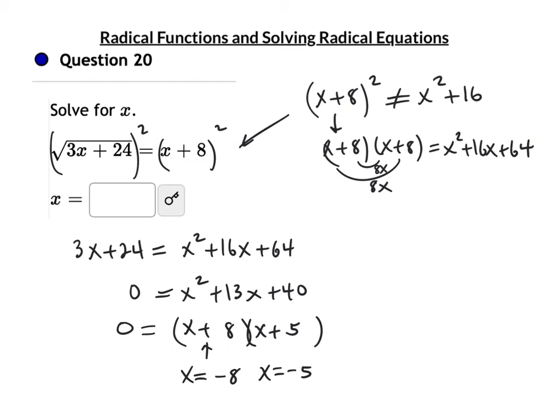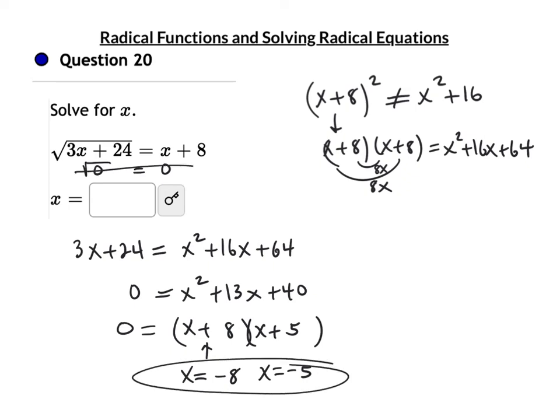Notice that if I plug in -8 in the original question, 3 times -8 plus 24 is 0. That's the square root of 0. And -8 plus 8 is 0, and that works. Plugging in -5 also works. But do check, because occasionally one or both may not work.